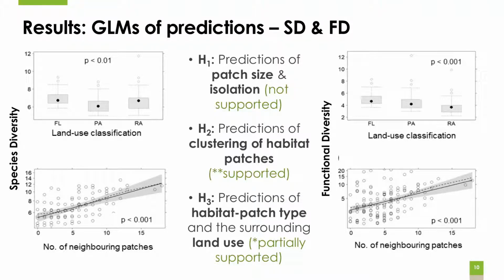So overall, patch size and isolation distance didn't influence either of these measures, but the number of neighboring patches did. And also, interestingly enough, the land use classification influenced. In terms of species diversity, our protected areas had the lowest species diversity. In terms of functionality, our farmland patches had the highest functional richness.